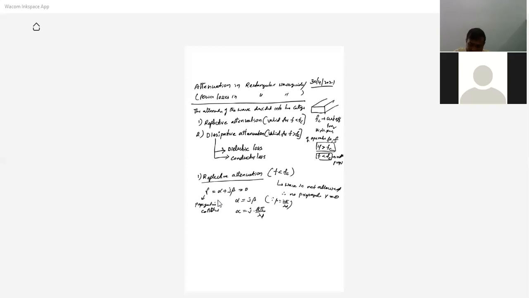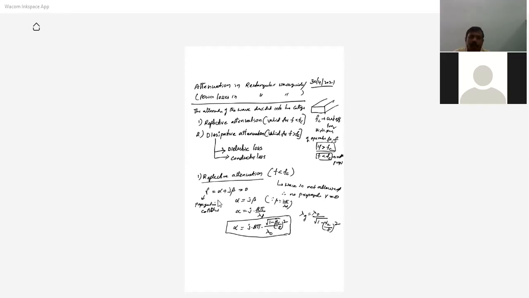Lambda g is the guided wavelength. You can write lambda g is equal to lambda naught by root of 1 minus (fc by f) whole square. This we already derived in the last class. So now we can write alpha is equal to j into 2 pi by lambda naught into root of 1 minus (fc by f) whole square. This is the equation for the attenuation.